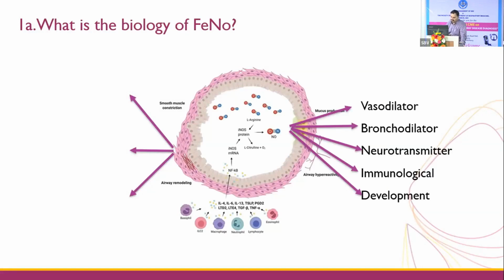Over the last 20 years, we have learned that it plays an important role as a vasodilator, as a bronchodilator, and as a neurotransmitter in the airway in the non-adrenergic, non-cholinergic pathway. It also has a lot of immunological roles as a mediator in inflammation, and it plays a large role in the fetal development of the lung.